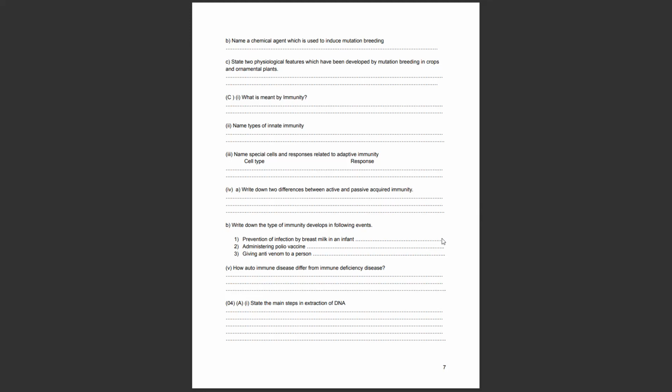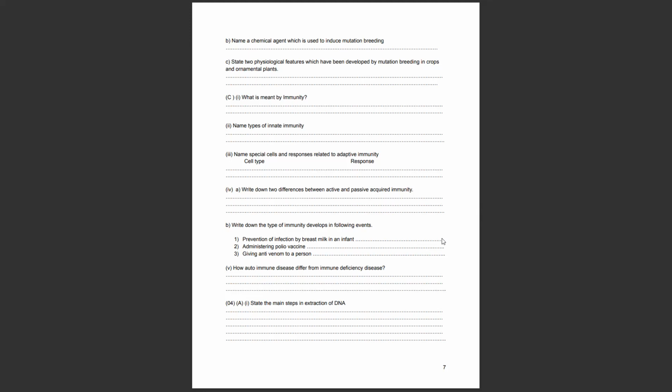State 2 physiological features which have been developed by mutation breeding in crops and ornamental plants. Disease resistance, early maturity, tolerance to salinity, drought tolerance. Physiological features, right? You can't mention crop yield. It is a morphological feature. Disease resistance, tolerance to salinity, tolerance to drought, early maturity. 2 marks.